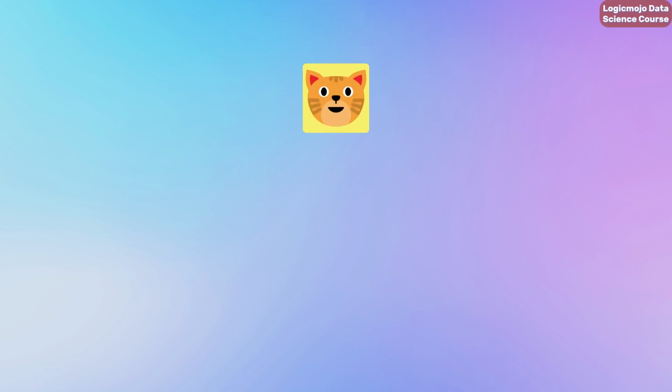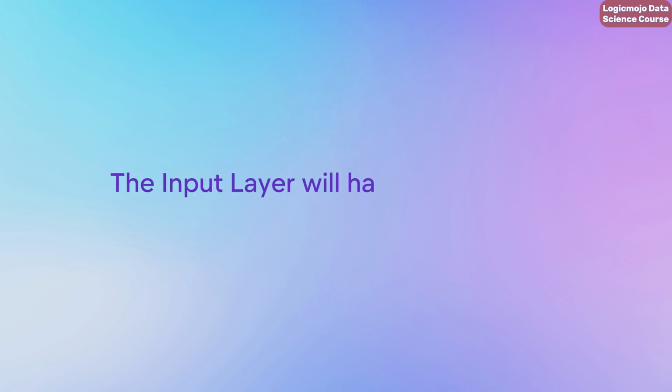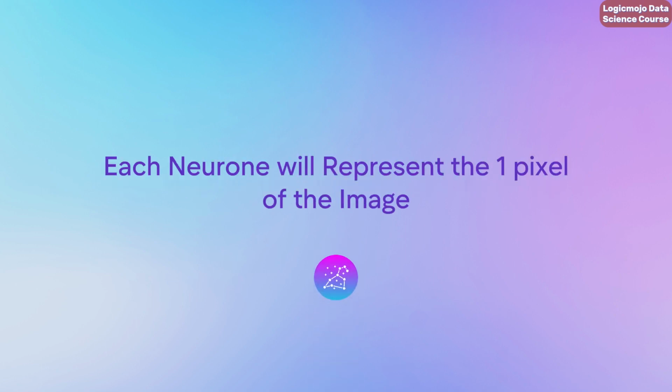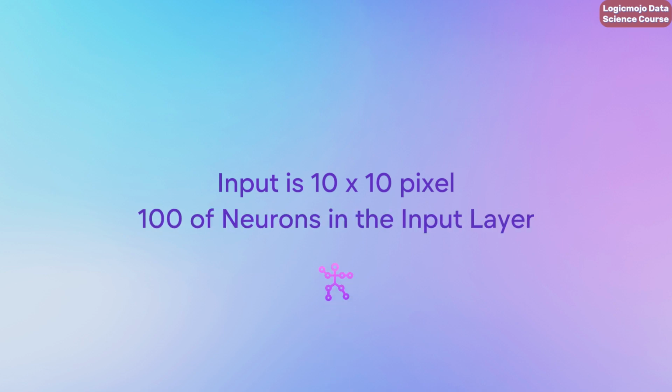Now let's say you have an image of a cat with 10 cross 10 pixels. That means each image has 100 pixels. Now assume the input layer will have 100 neurons. What does it mean? It means each neuron will represent 1 pixel of the image, and it can take any value from 0 to 255. So your input is 10 cross 10 pixels, and you have 100 neurons in the input layer, and each neuron can take any pixel value. For example, the first neuron will take 34, the second neuron will have 87, similarly the third neuron will have 255. So multiple neurons in the input layer have different pixel values.